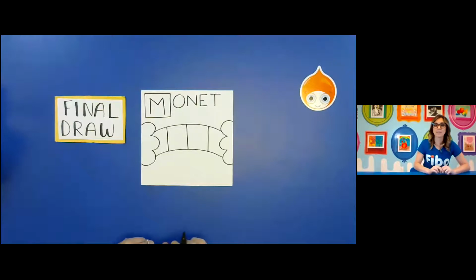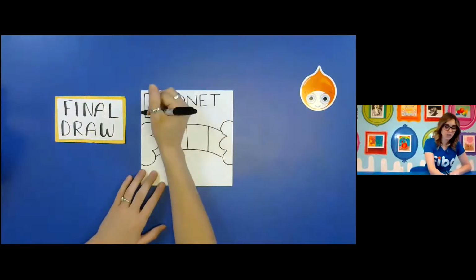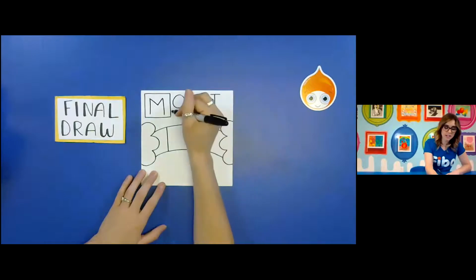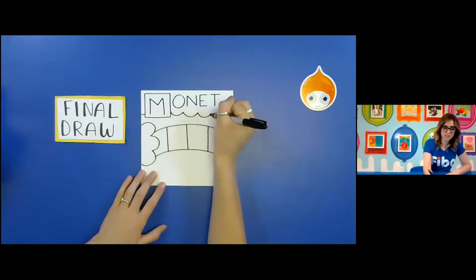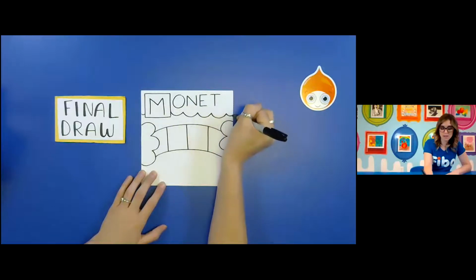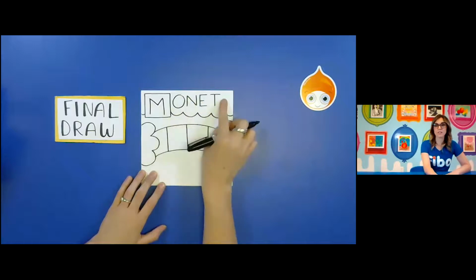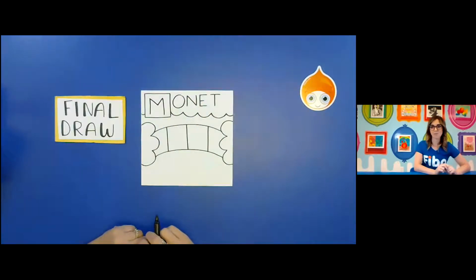We need to draw some leaves above our bridge. So we're going to be drawing some upside down rainbows, so stretched out U's. Try your best to make sure that those curves are underneath your letters.